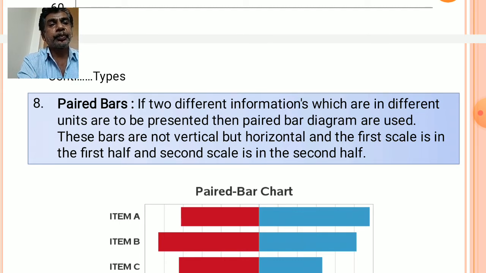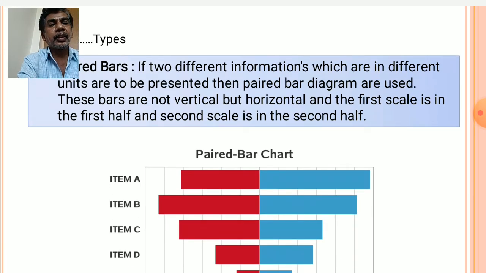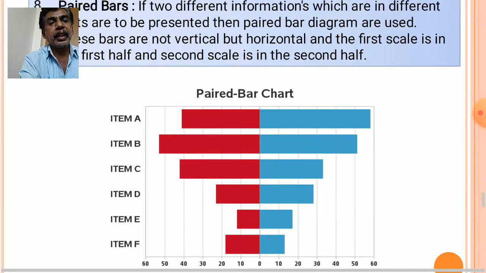Then these bars are not vertical but horizontal, and the first scale is in the first half and the second scale is in the second half. So if two different informations which are in different units, different units, item A, item B, item C, item D, item E and item F.